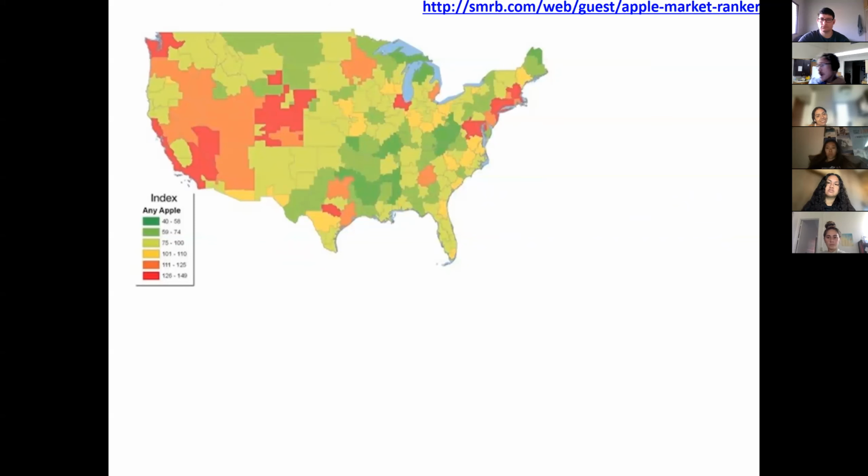This is a map. This is not the map that I'm going to have you guys do the map critique exercise on, but this is a map I want you guys to take a look at.